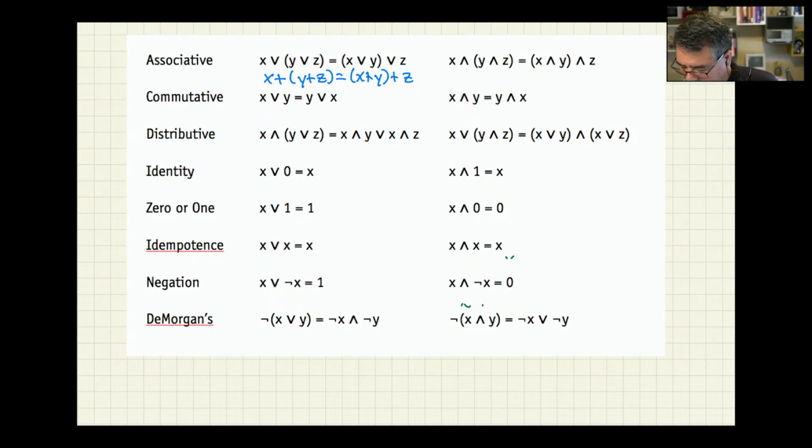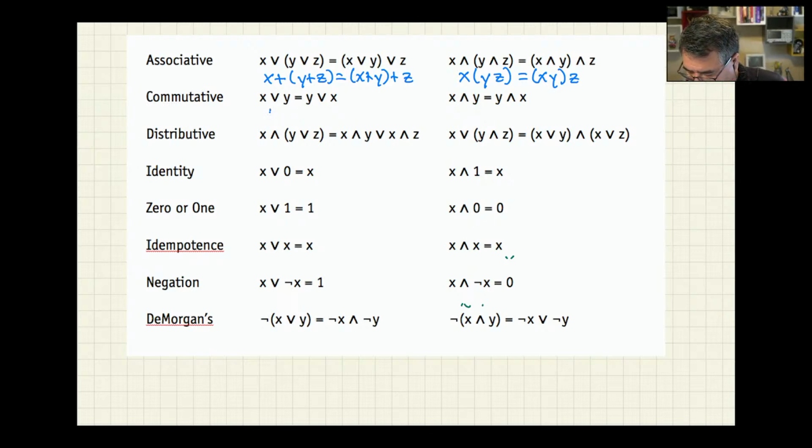And then on the multiply side, on the and side, I've got x times y times z is equal to x times y times z. And that also makes sense from your regular algebra class, that if you have a bunch of multiplies to do, it doesn't matter whether you do the one on the right or the one on the left first. You do either one.